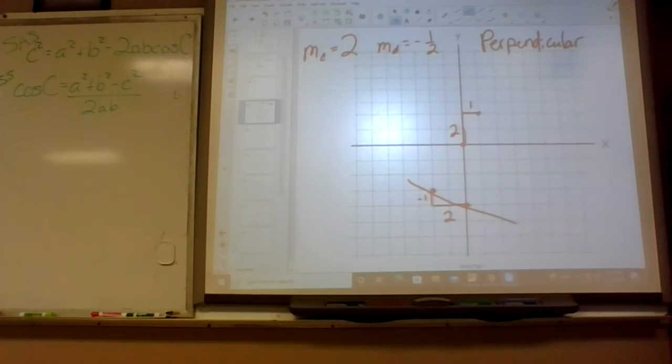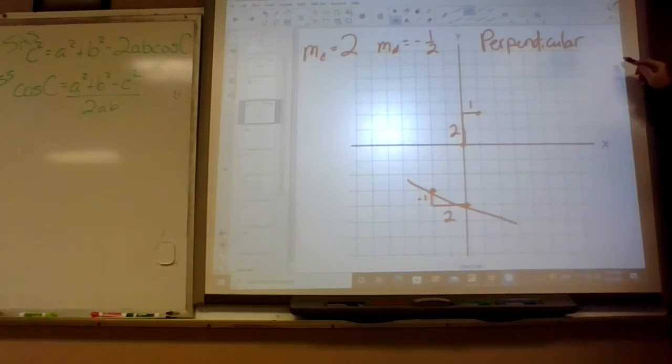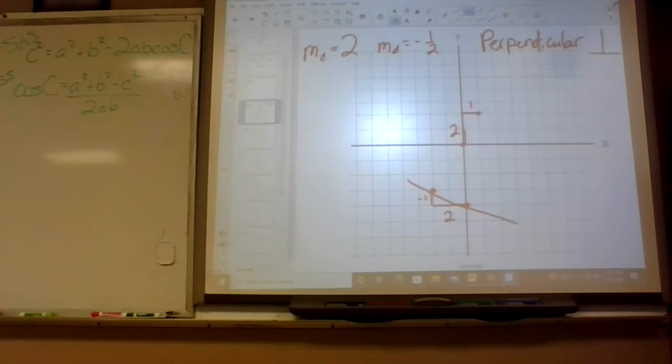Does anybody know what the symbol for perpendicular is? Like the T, but like this. Yeah, it's like an upside down T. You'll need to know that for next year, not really this year.